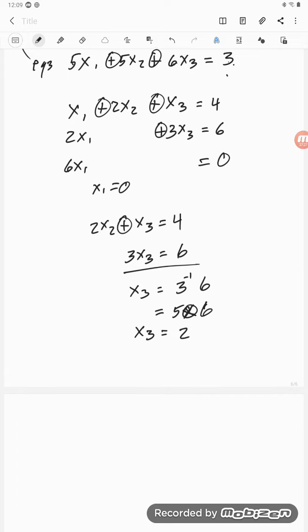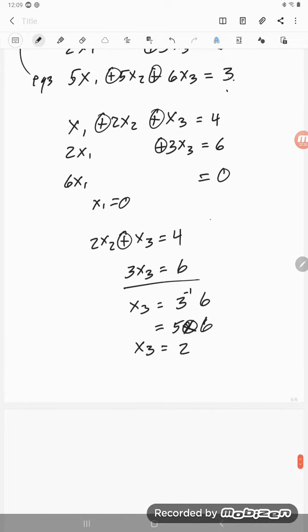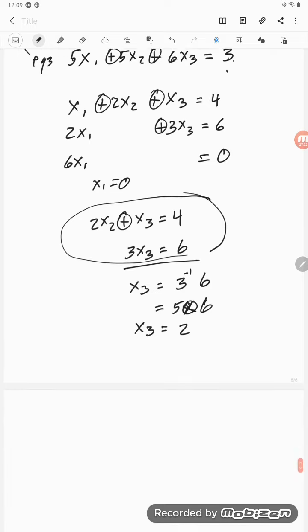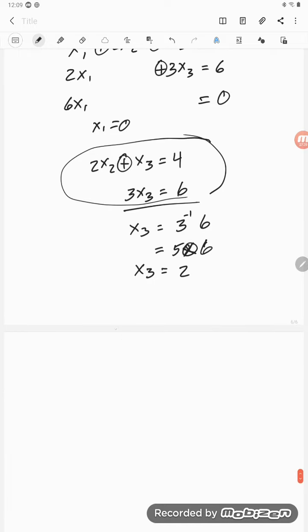And if x3 is equal to 2, then I can go back here, and I have 2 times 2, and then plus x3. Oh wait, no, x3 was 2. Sorry, almost messed that up again. So it's 2x2, and then plus 2 is equal to 4.